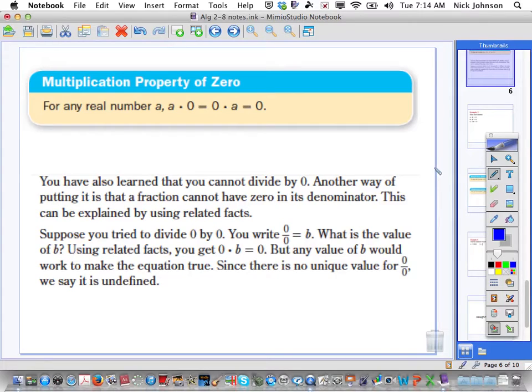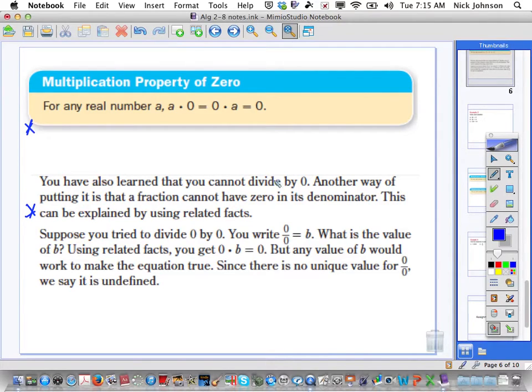Multiplication property of 0. For any real number a, a times 0 is equal to 0 times a, which is always 0. All this is saying is anything times 0 is 0. Okay? This is a big note down here. You're going to want to write this down.